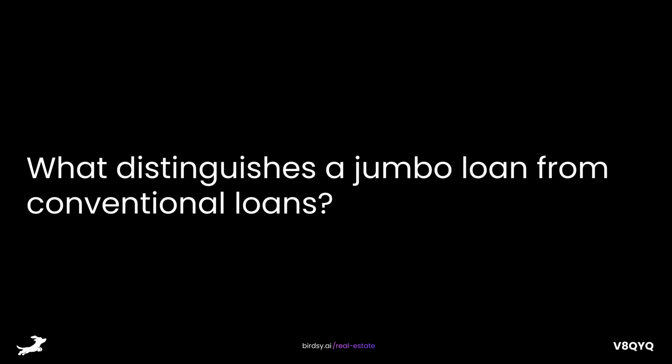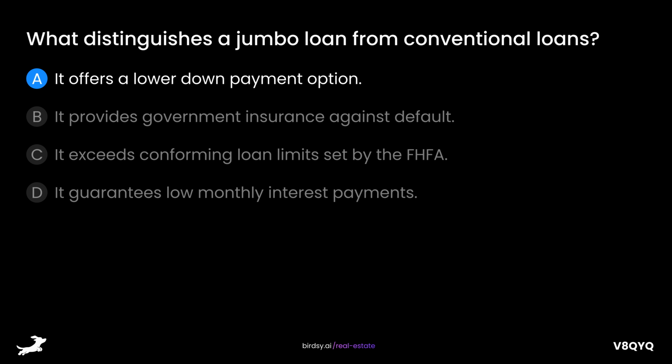What distinguishes a jumbo loan from conventional loans? Is it A, it offers a lower down payment option? B, it provides government insurance against default? C, it exceeds conforming loan limits set by the FHFA? Or D, it guarantees low monthly interest payments?